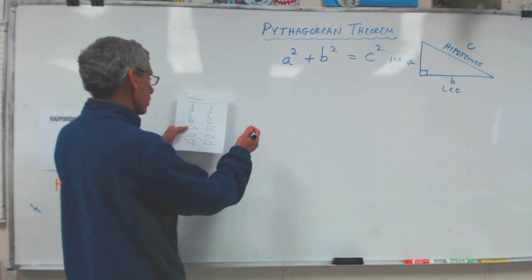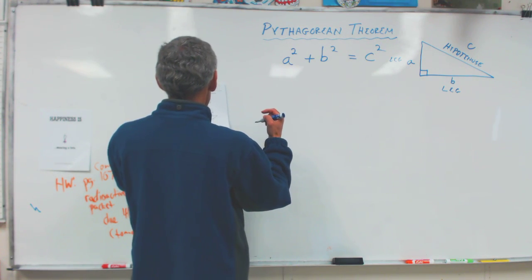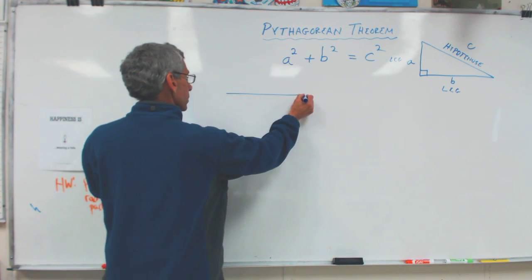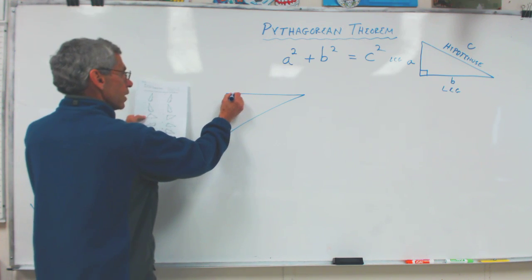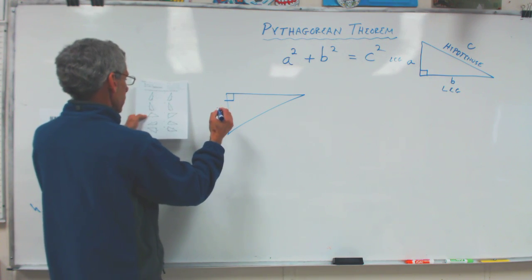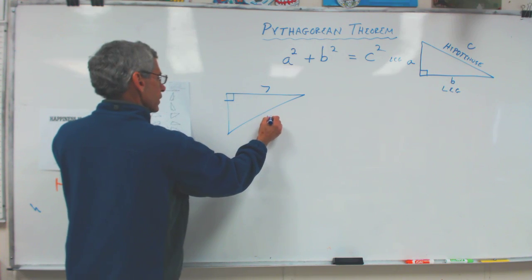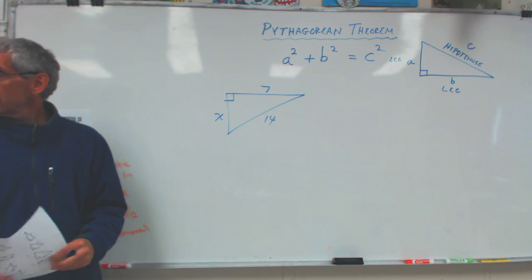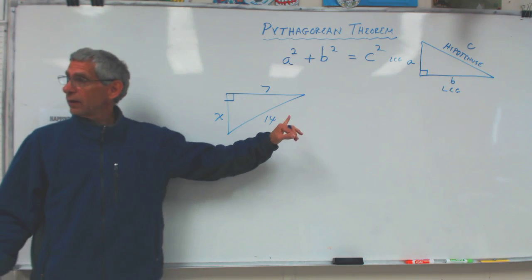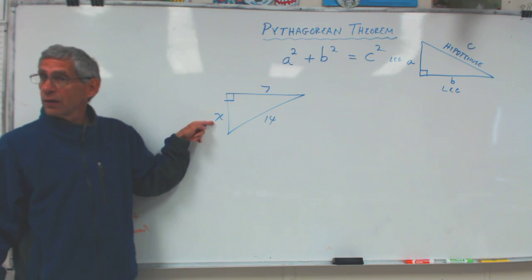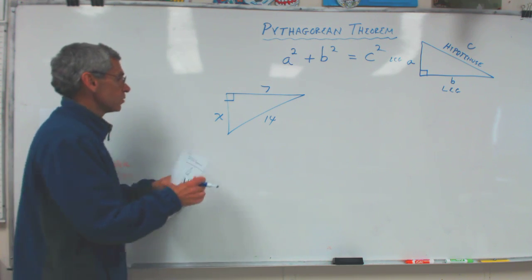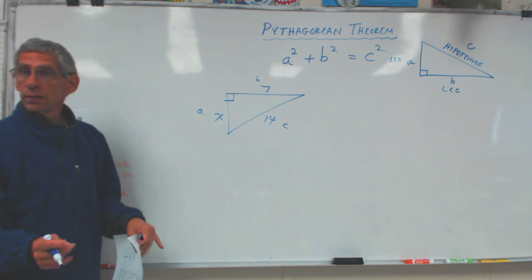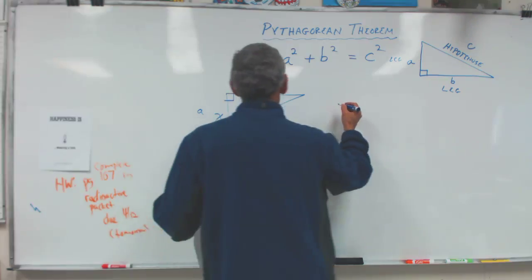Now, what if I gave you this, though? Let's try it. Okay, here's one. So here's my right angle. And here are 7, 14, and x. Now, this time, they're not asking about the hypotenuse. They're asking about one of the legs. So we'll make this my A, we'll make this my B, and we'll make this my C. Okay, so we'll try it.